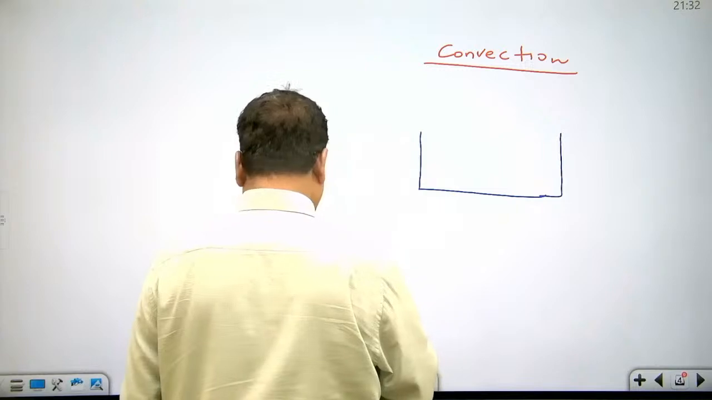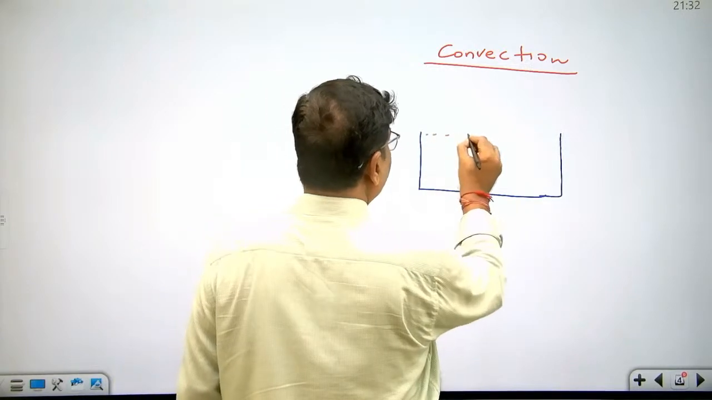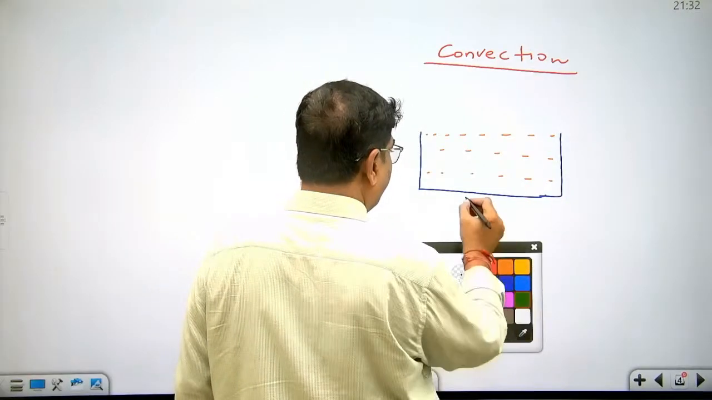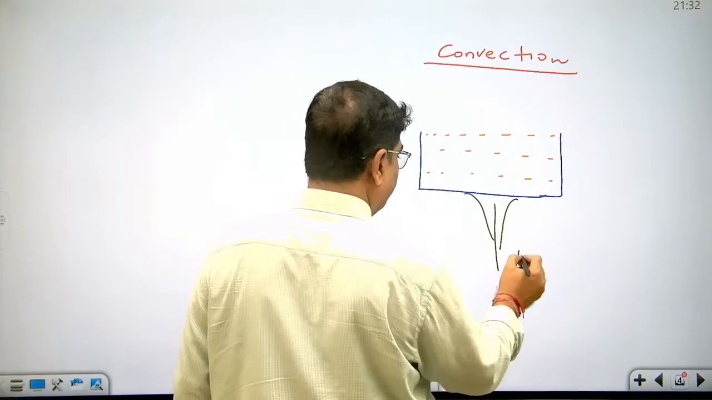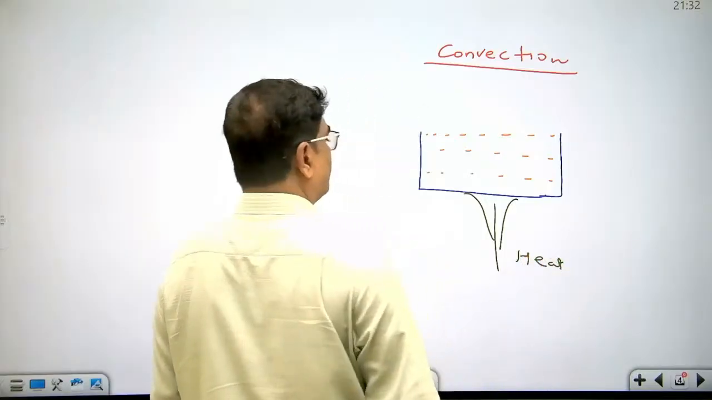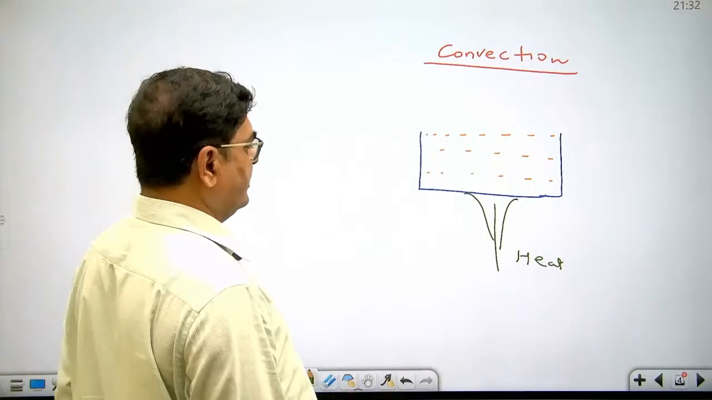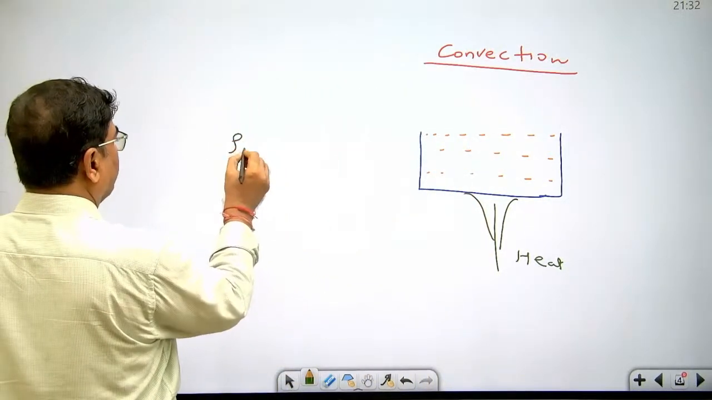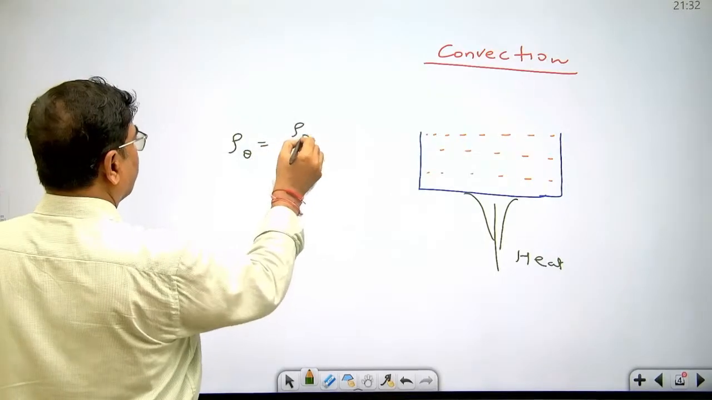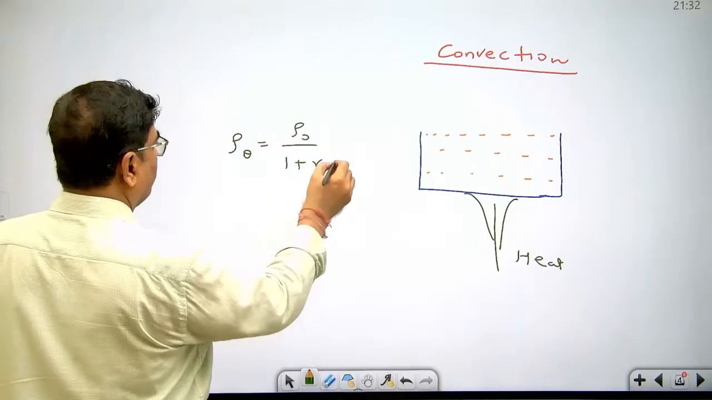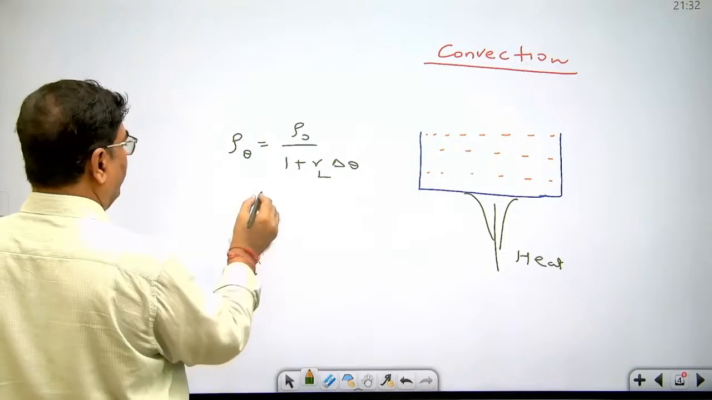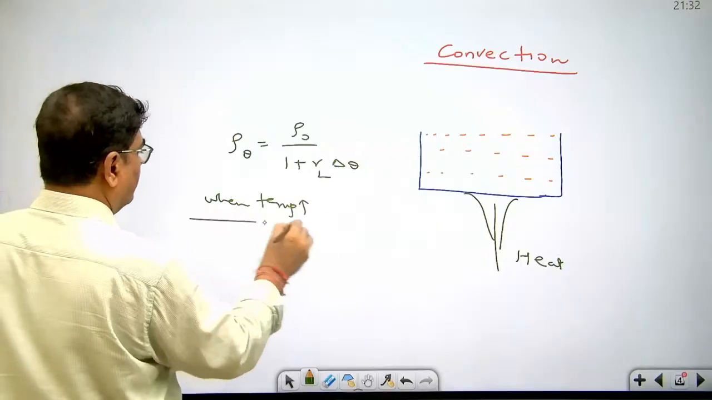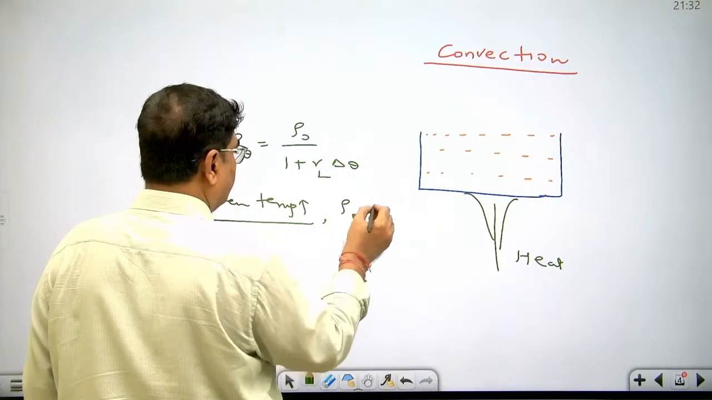Let's assume this is a container in which some liquid is there. Now what we are doing, we are supplying the heat. Due to supply of heat, the temperature of the liquid increases. What is the relation in density of liquid at theta degree centigrade and at 0 degree centigrade? This is gamma liquid and delta theta. When temperature increases, you must be knowing that density of liquid decreases.